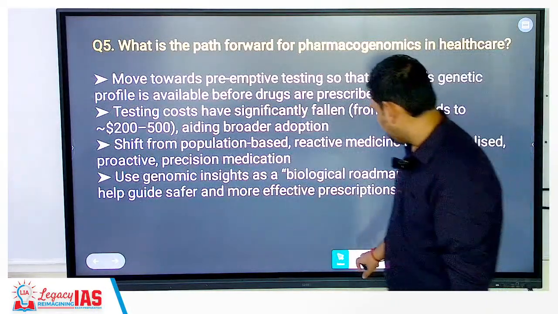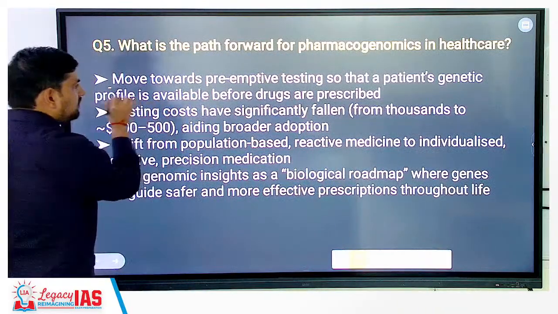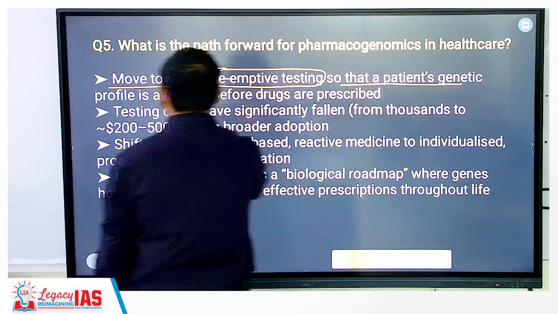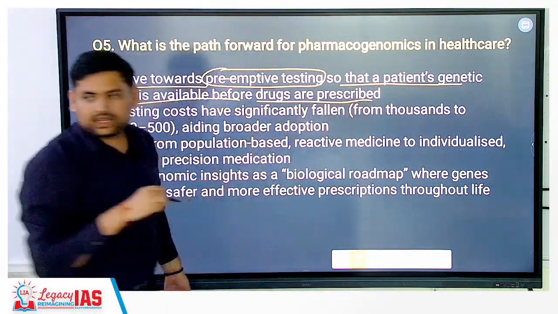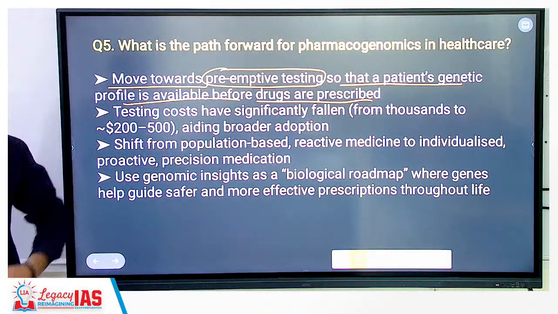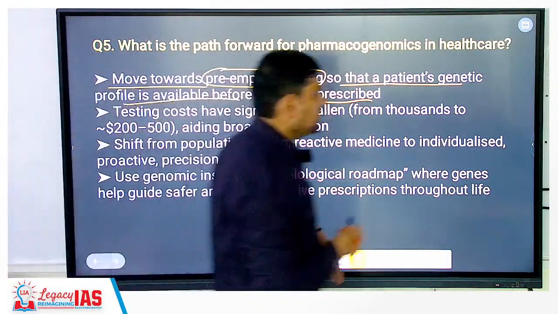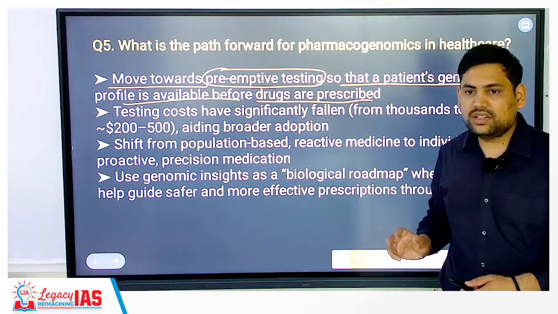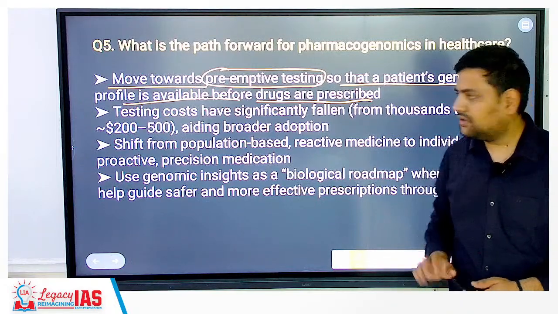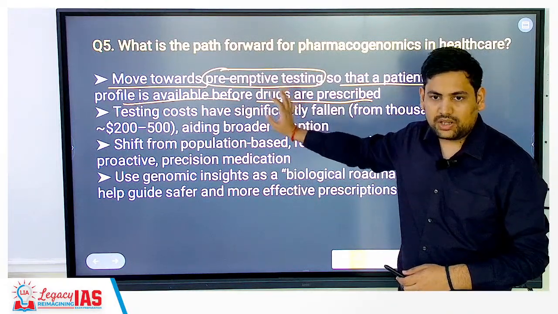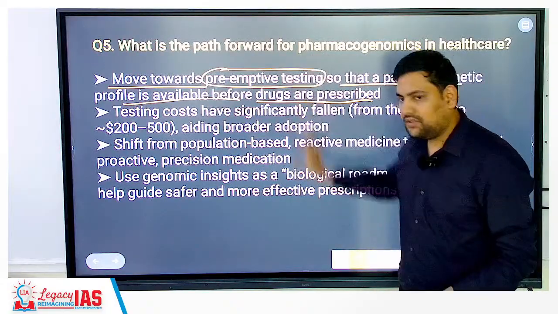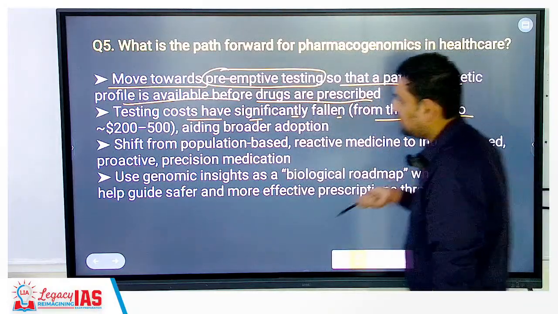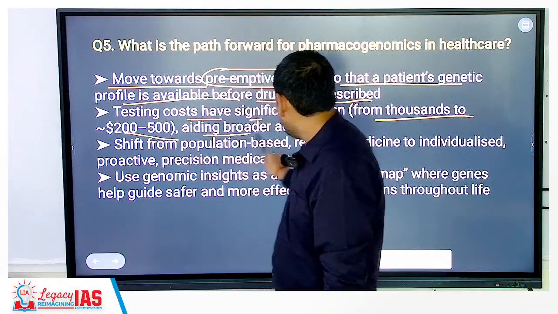Now what is the path forward? So first is move towards preemptive testing, so that the patient's genetic profile is available before drugs are prescribed. That means preemptive testing should be done so that everybody's genome or genetic profile is already available. So before even providing drugs or testing how this drug will work, you should have all this available. Just like you have your health records, you should have your genetic records also. Then testing costs have significantly fallen from thousands to $200 to $500, aiding broader adoption.